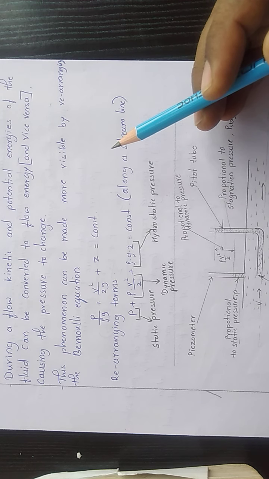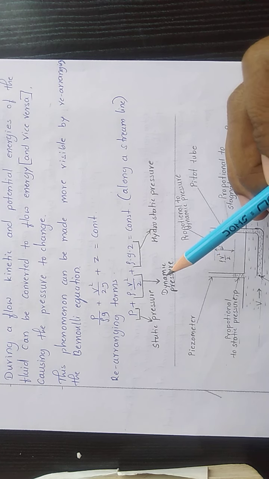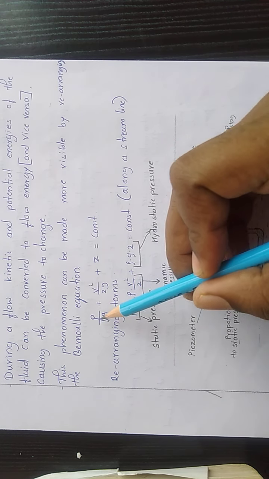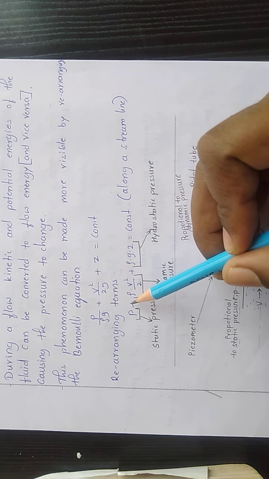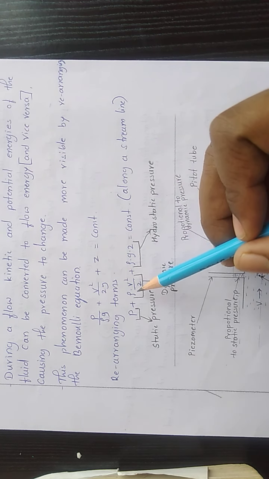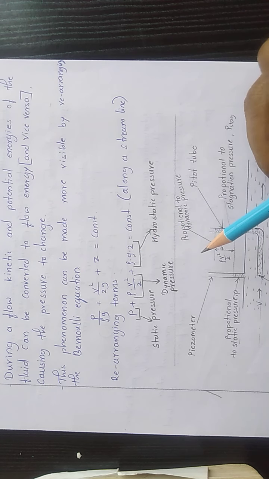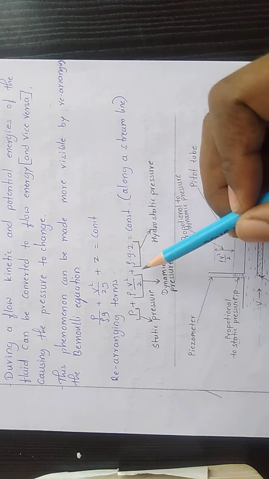Now if we rearrange this term, we are going to multiply this whole equation by rho g. Then we get P plus rho g into V square by 2g. So g gets canceled, rho into V square by 2, plus rho g z. Now what do these terms mean?